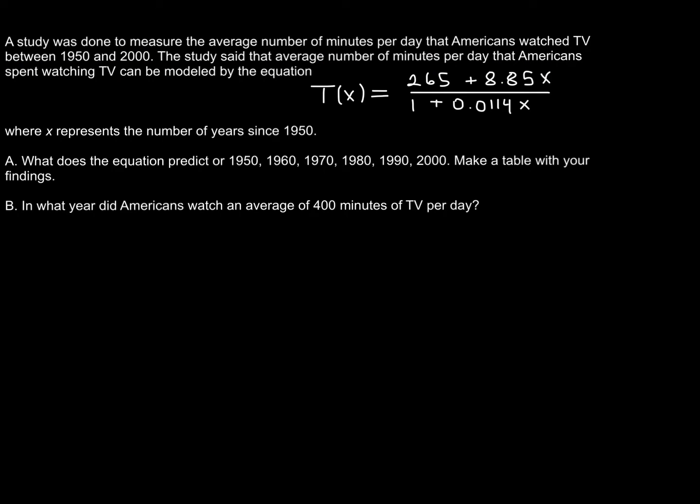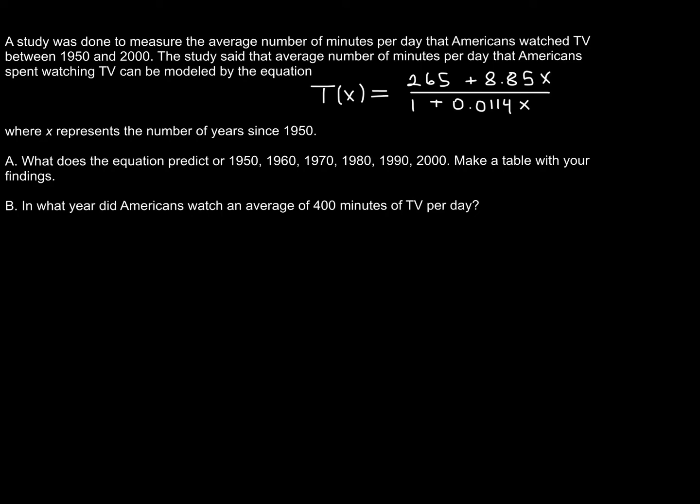All right, so here we have a situation where there's a study done to measure the average number of minutes per day that Americans watch TV between 1950 and 2000. And the study came up with an equation which would model that average amount of time spent watching TV in terms of the number of years X since 1950. So go ahead and answer both questions A and B. Make sure to make a nice, neat table for part A.